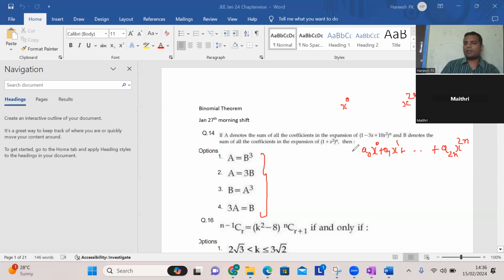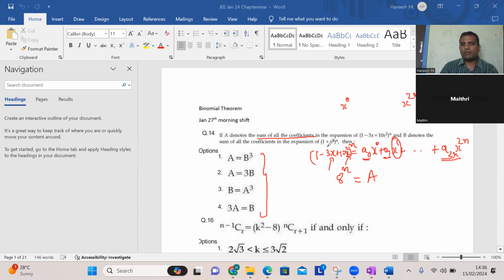Now tell me, Maitri, if we are asking for the sum of coefficients, what do we need to do? I need only A0 plus A1 plus A2 up to A2n. So what should I put the value of x as? 1. That's all. Whenever you hear the words sum of all coefficients, you just need to put x as 1. So let's substitute x as 1 here. What do we end up getting? We'll end up getting 8ⁿ, that is capital A.